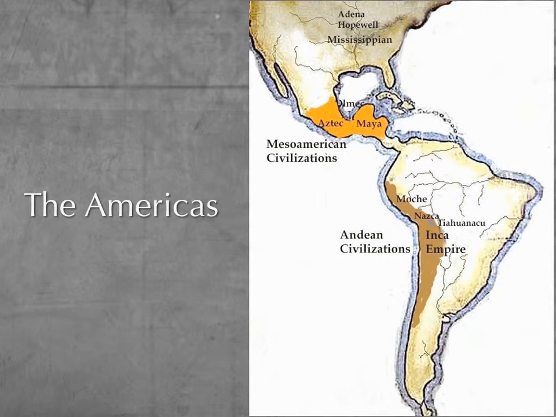There are also a few other urban civilizations that were out there, the Mississippian. There are some towns in what we would now call the southwest of the United States. But for the most part, if you're going to talk about urban civilizations, those are the two areas.